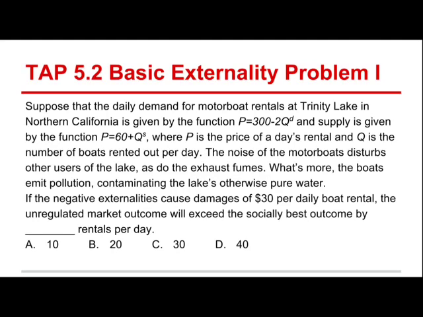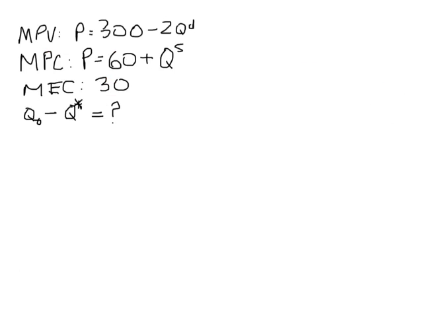I've transferred some of the information from this screen onto the next screen. Notice what we have here. I've taken the information about the demand curve. That's the marginal private value function, remember. I've taken the information about the supply curve. That's the marginal private cost curve. Then I've taken the information about that negative externality, $30 per motorboat rental. And then I've also just reminded us what we're looking for. We're looking for the difference between the market outcome, the unregulated market outcome, and the socially best outcome. What is that going to equal?